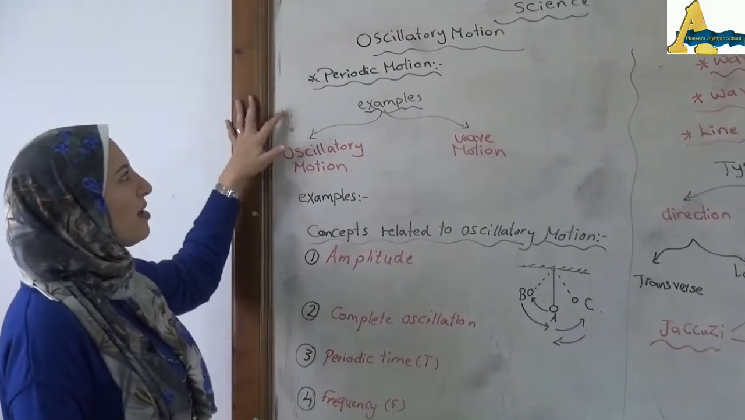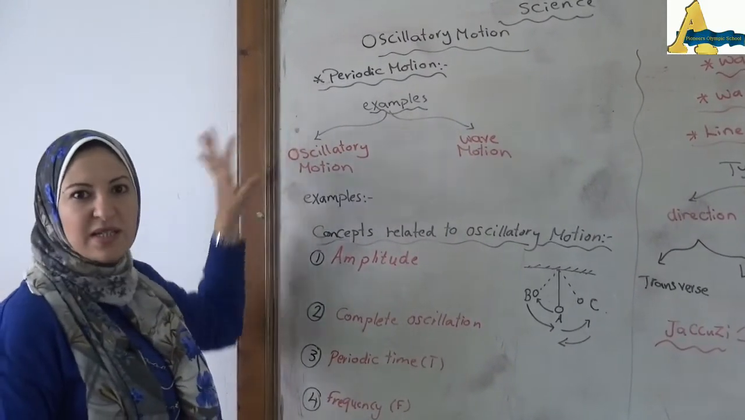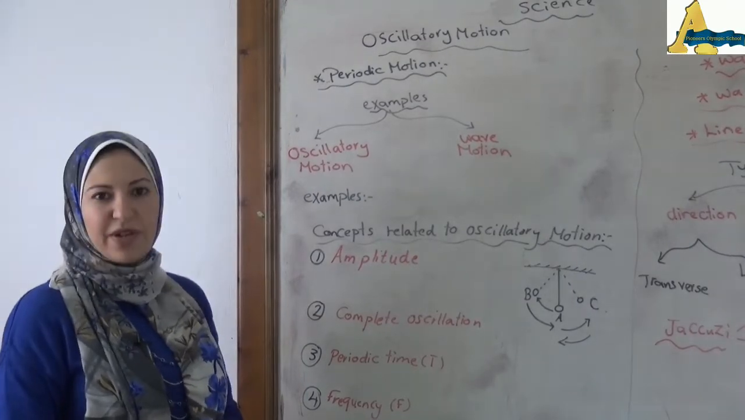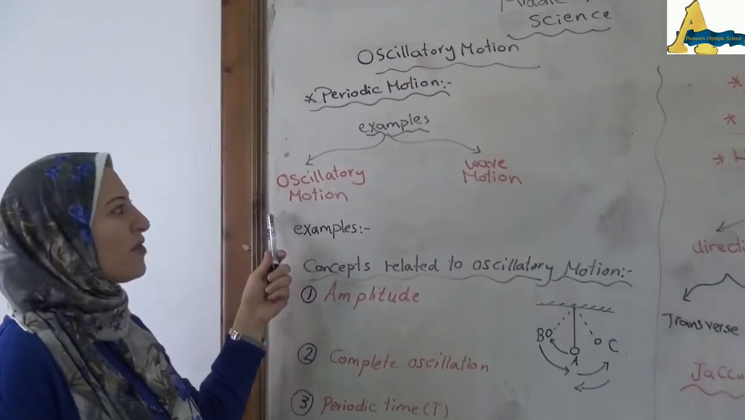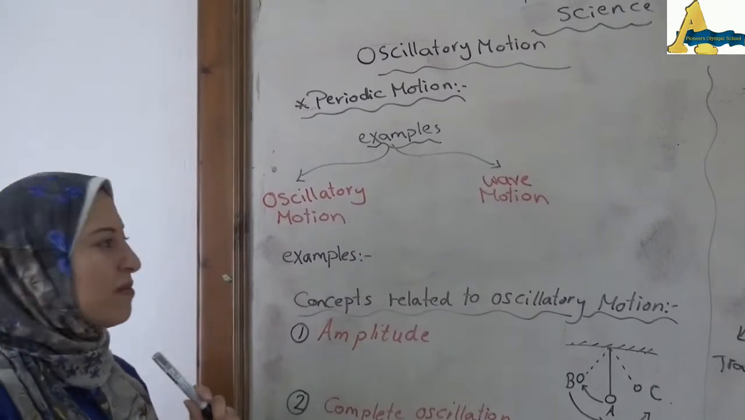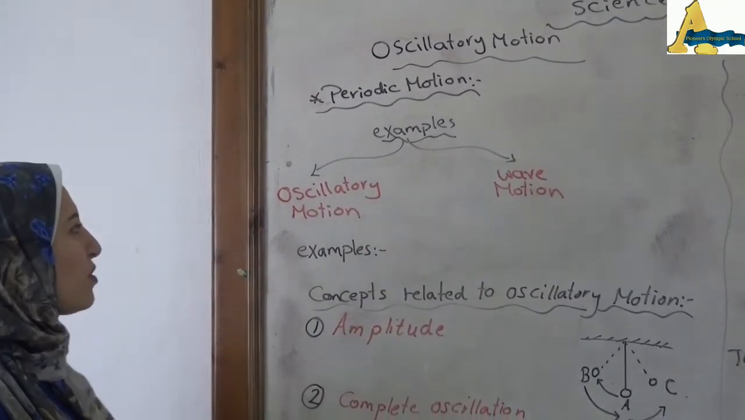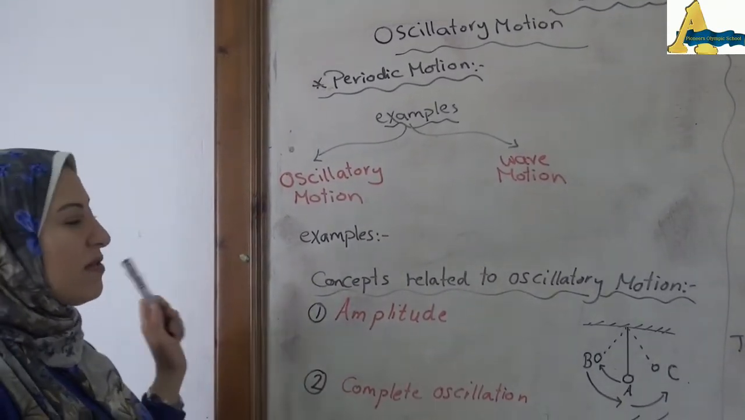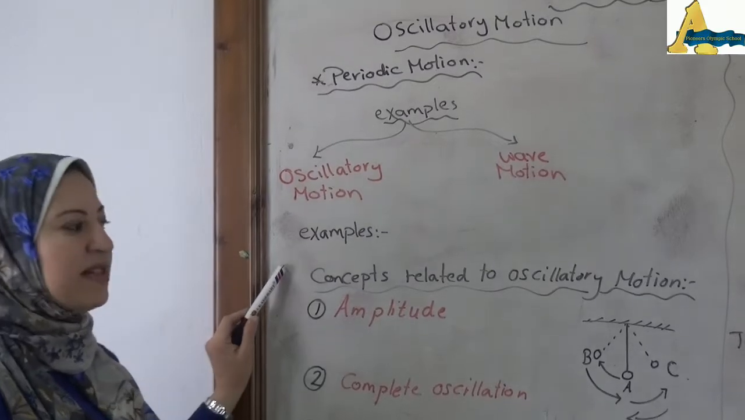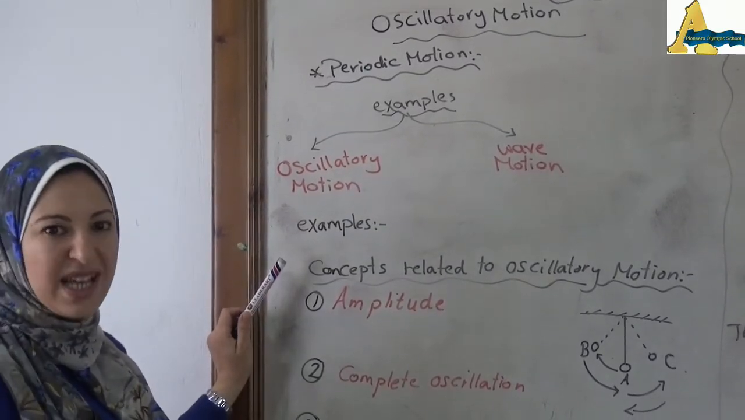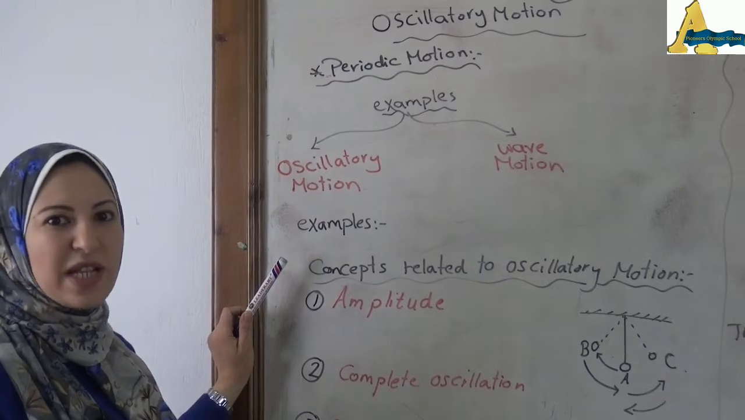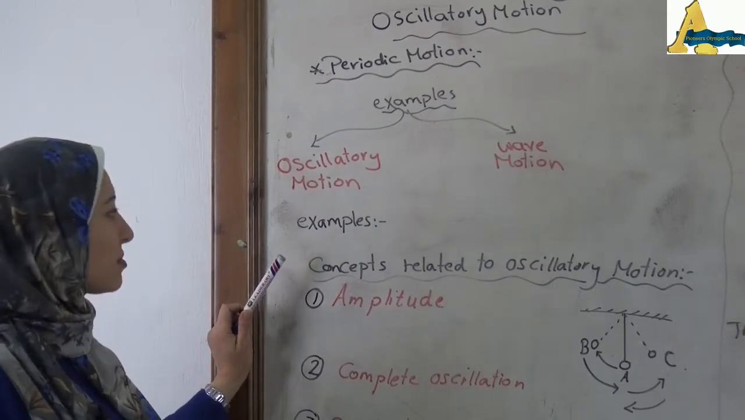The first thing, I'd like to define periodic motion. It's the motion which is regularly repeated in equal periods of time. Examples for periodic motion: we have oscillatory motion and we have wave motion. Lesson 1, which is talking about oscillatory motion. We said that the first and clear example for the oscillatory motion is the simple pendulum of the clock. We have a lot of examples like the swing, like the stretched spring, and so on.